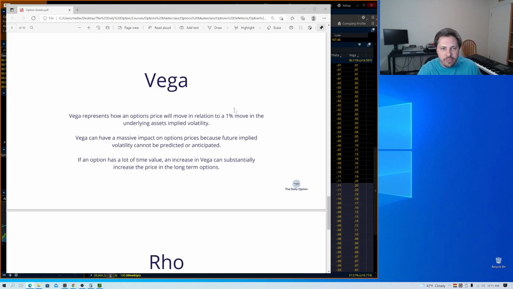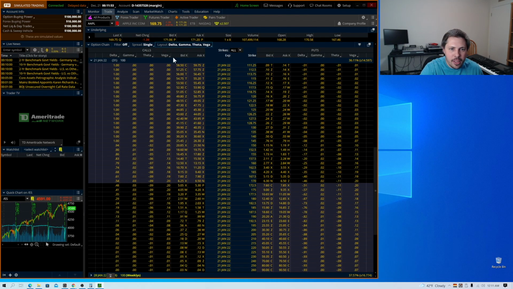Now, next is Vega, right? So Vega represents how an option's price will move in relation to a 1% move in the underlying asset's implied volatility, right? So a 1% increase in the option's implied volatility will increase this premium by $20, right? So if the implied volatility of Apple went up 10%, this option price would go up $200.